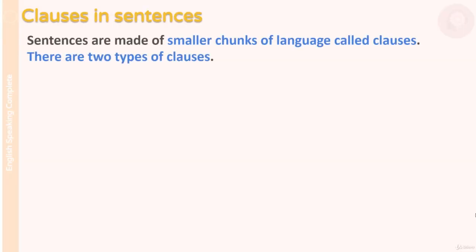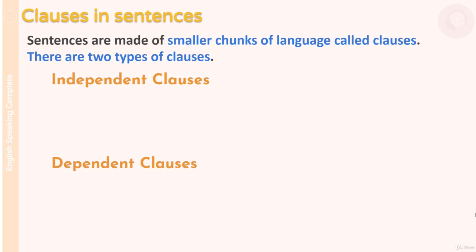Okay, before we go any further, we need to know about clauses. Now, sentences are made of smaller chunks of language, which we call clauses. And there are two types of clauses really that we use. We can really categorize further, but generally speaking, there are two types of clauses or parts of sentences that we need to know about. And that is independent clauses and dependent clauses. Now, especially within dependent clauses, there are different kinds of dependent clauses. But let's not stress about that. For now, all we need to know is there are independent clauses and dependent clauses. And these mixed together make up whole sentences.